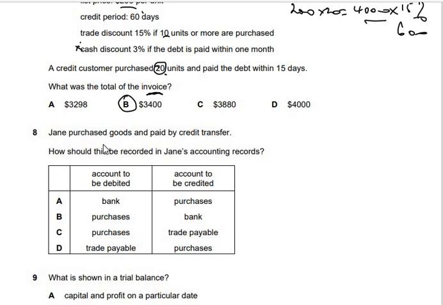Jane purchased goods and paid by credit transfer. How should this be recorded in Jane's accounting records? So you're recording as Jane, and you're the one who purchased. So if you have purchased goods, obviously you're going to debit purchases and you credit bank because it was paid by bank transfer. Right.